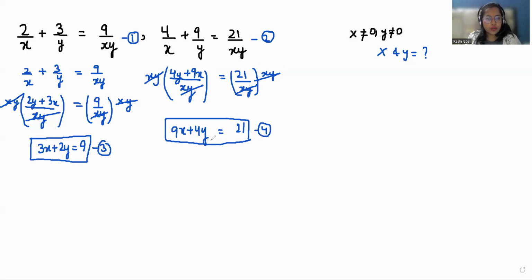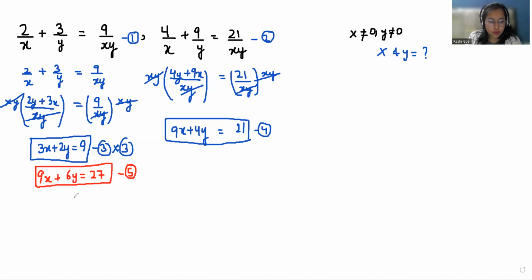Now we are going to use the elimination method. For this method, we'll make the coefficient of either the x variable or the y variable the same. So in equation number 3, the coefficient of x is 3, and in equation number 4, the coefficient of x is 9. So to make it equal, in equation number 3, I'm going to multiply by 3. So after multiplying by 3, the equation becomes 9x plus 6y is equal to 9 times 3, which is 27. Now this is our equation number 5.